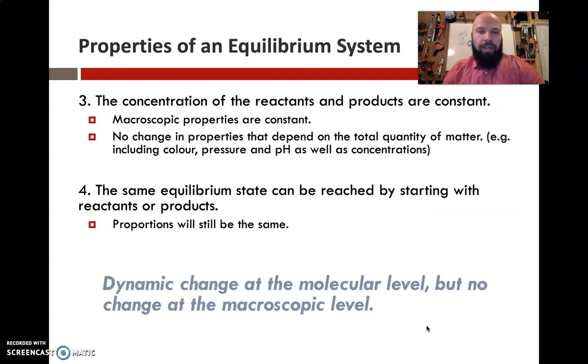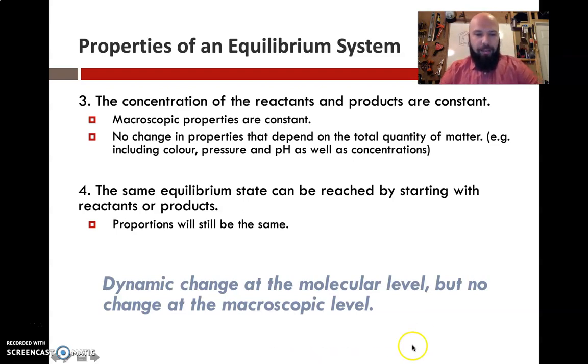The third property is that the concentrations of reactants are constant at equilibrium, and in fact all macroscopic properties, so the color, the pressure, the pH, all of those sorts of properties will also be constant at equilibrium. The same equilibrium state can be reached by starting with all reactants or all products. If all of your other properties mentioned in the third one are the same, and you start with a certain concentration of reactants, you're going to get the same equilibrium whether you start with reactants or products.